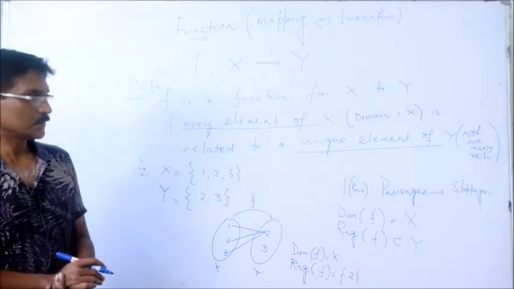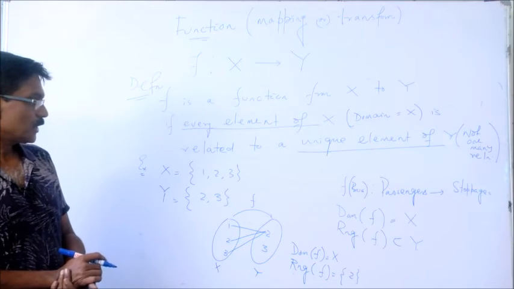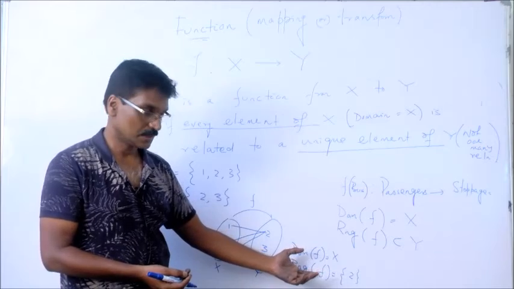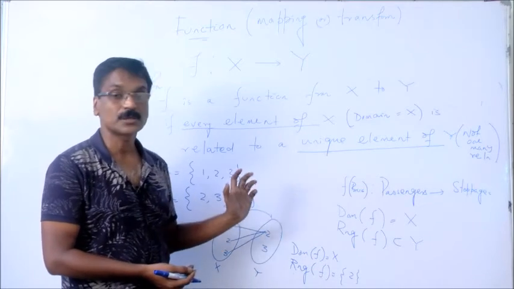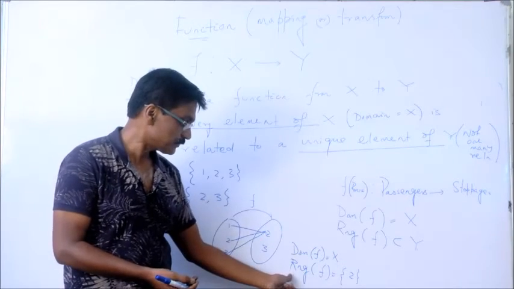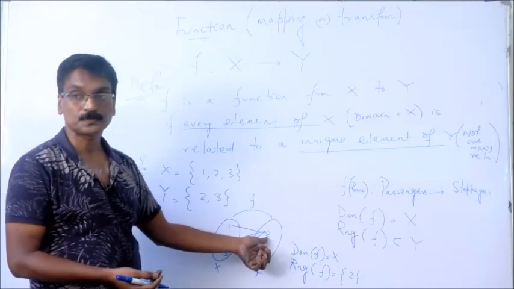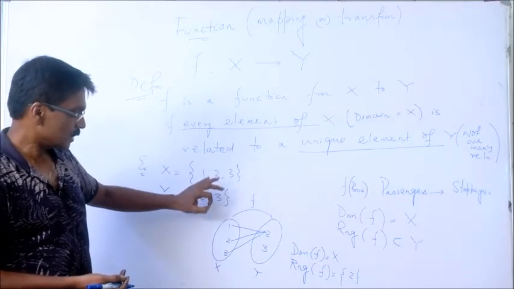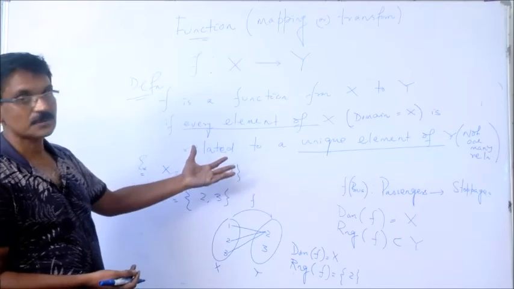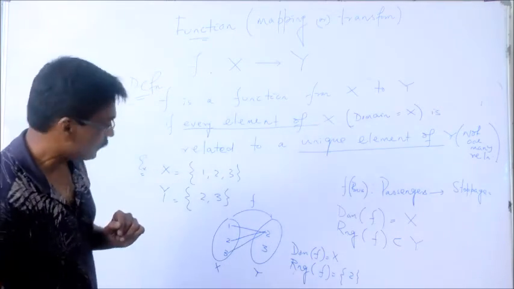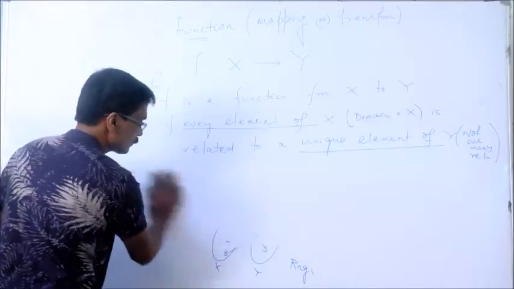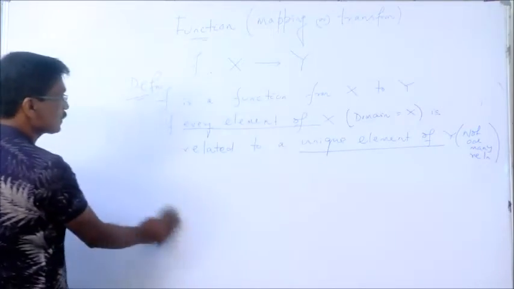So, in case of a relation, domain may or may not be exactly x, but in case of a function domain is always exactly x, and range here is equal to {2}. So, it is a many-one relation and domain is equal to x. So, it is a function.